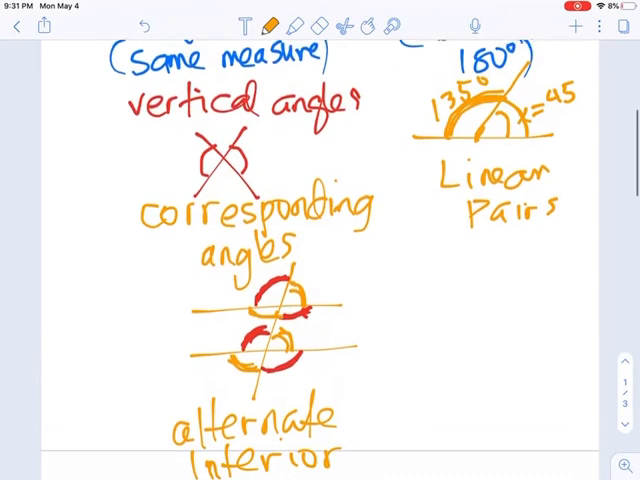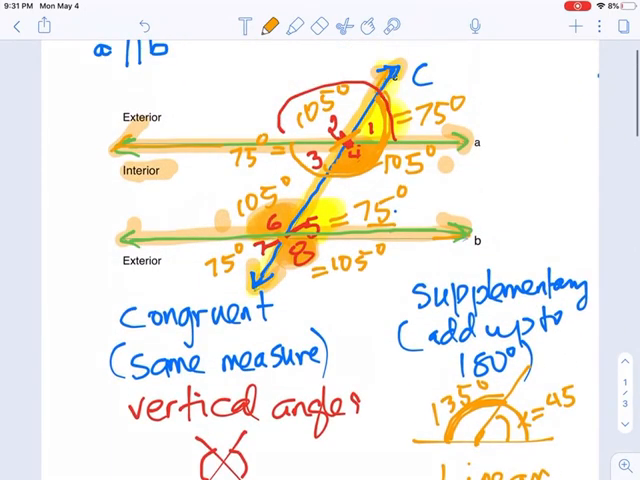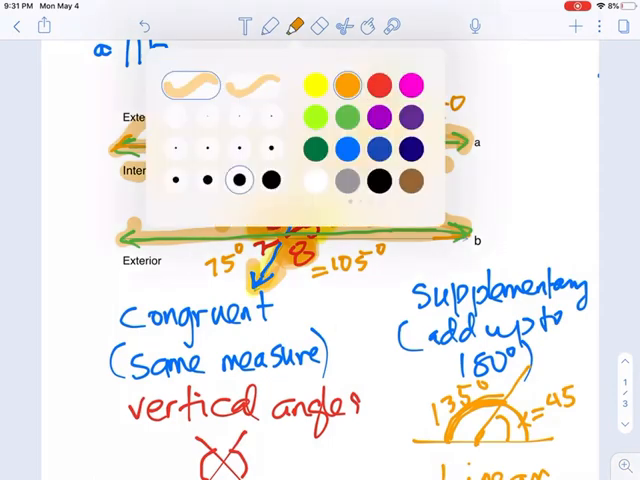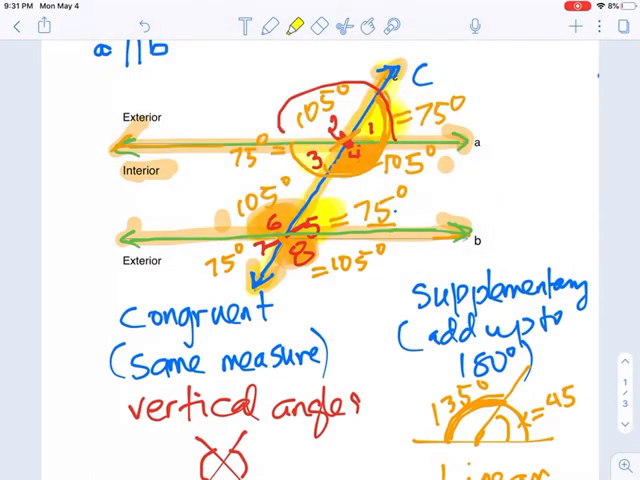Okay? So, and these are all congruent angles. We also see that 3 and 5 are also alternate interior. Again, they are on opposite sides of the transversal. 1 is on the left, 3 is on the left, and 5 is on the right. Okay? And they are also inside the parallel lines. They are inside the parallel lines. Okay, so we can also see that they're alternate interior.